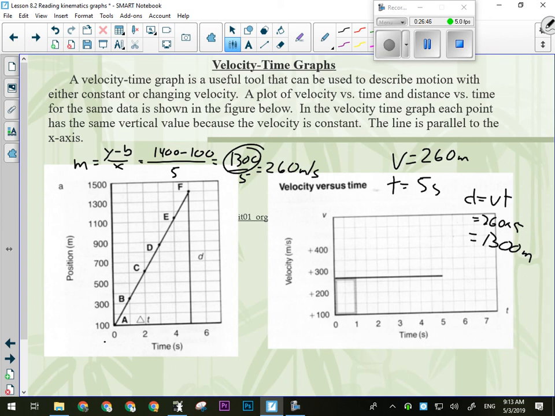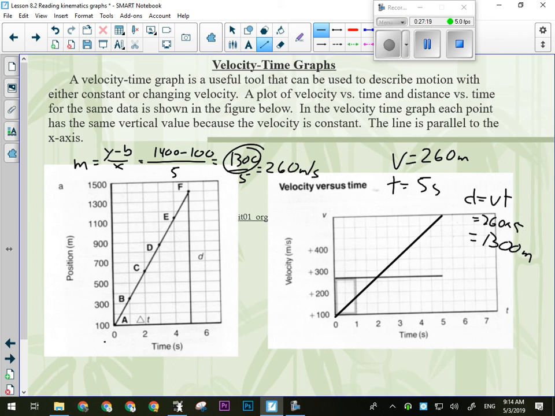On this velocity versus time graph, what would an accelerating object look like? And by accelerating, I mean an object that's going faster. Right, a line with positive slope. So this. That would be an accelerating object, showing that the velocity is changing and getting faster.